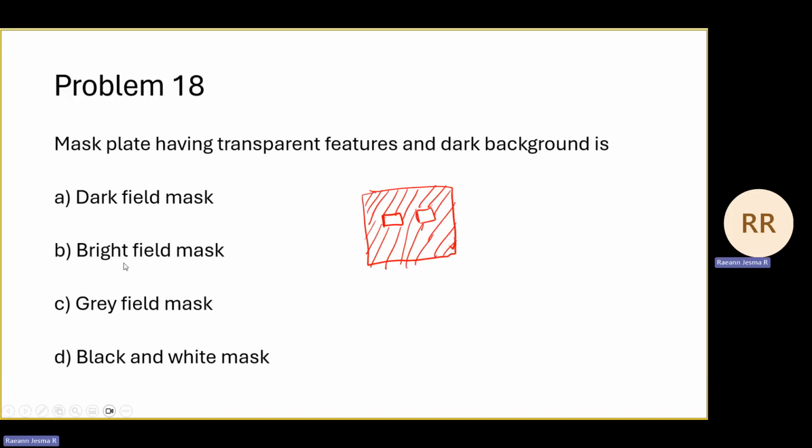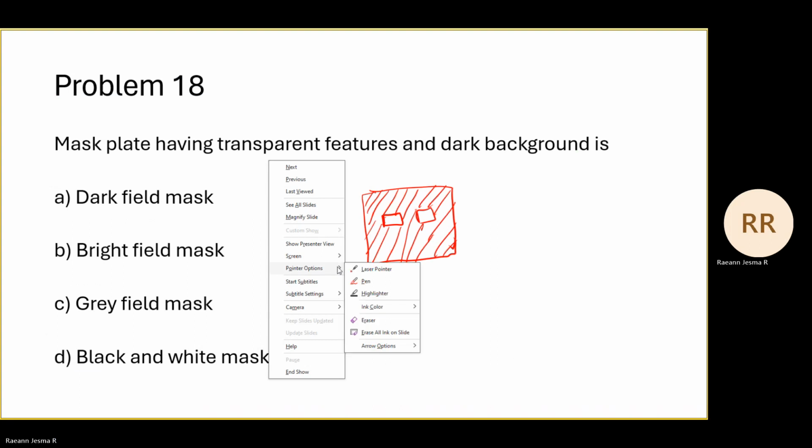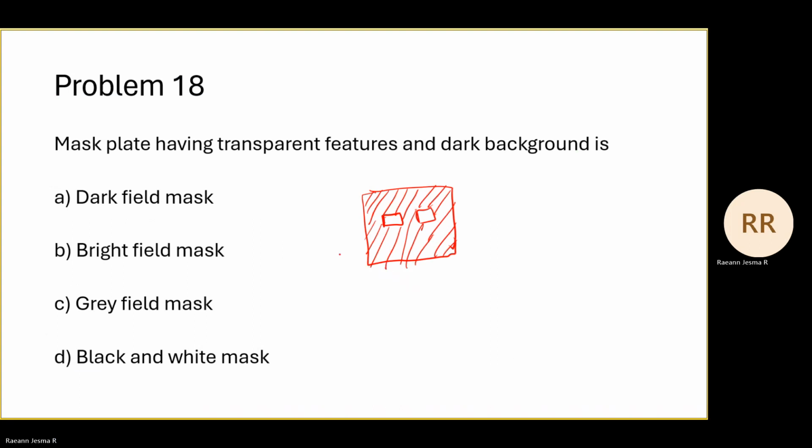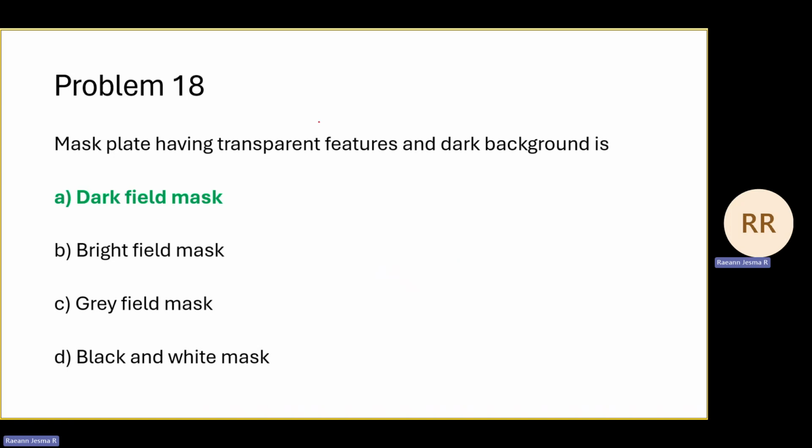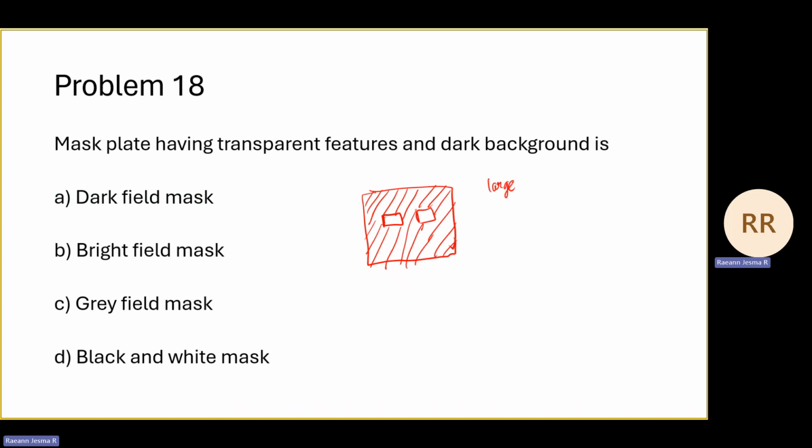What do you call this kind of mask? The correct answer is dark field mask. So in a dark field mask, we have a large amount of opaque region, followed by a small amount of transparent region.